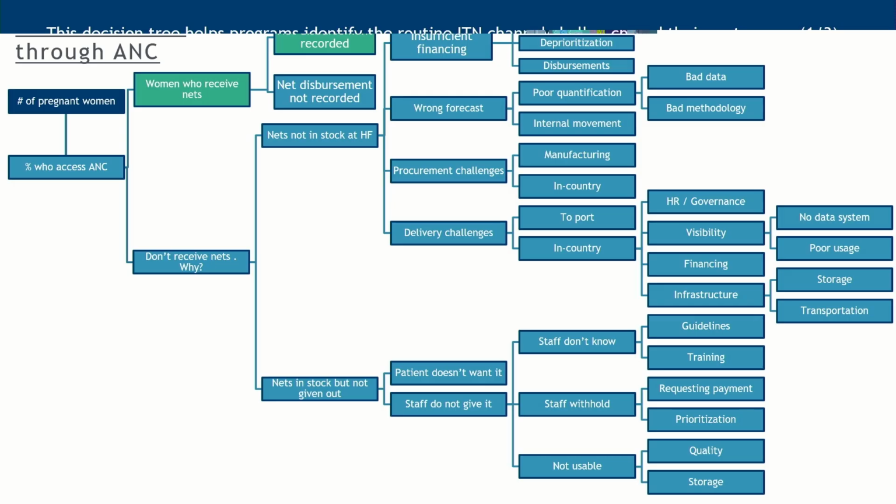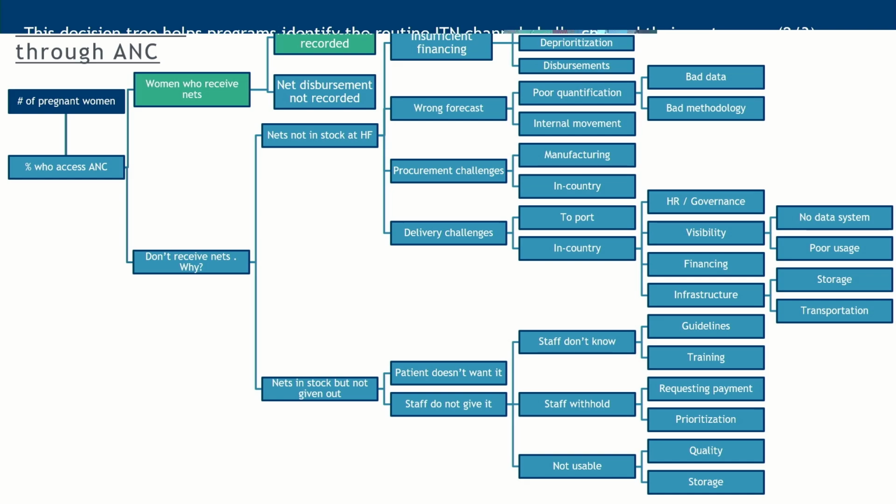So this is a zoomed in picture of this second level of nets are not in stock at the health facility. And so this number is primarily based on what we would say is like a stock out percentage. The stock out percentage can be really specific to the health facility level by month, or it may be a more average yearly stock out rate or average stock out rate across regions, and that will have different assumptions with it. But if we use the stock out rate, we can understand if there are nets in stock or not. And if nets are not in stock, our question then becomes why?